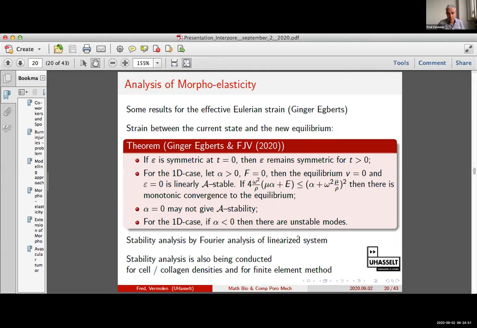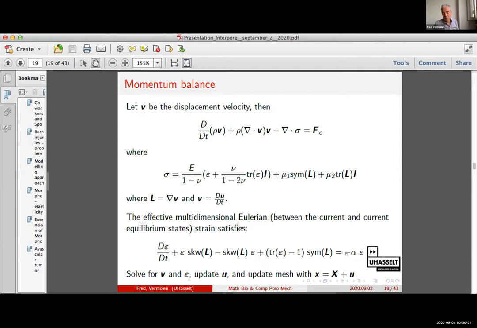Okay, so we have developed some numerical methods for this. I'm not going to talk about this numerical method here, but we also did some analysis of morpho-elasticity. We could prove that the epsilon tensor remains symmetric at all times if it's initially symmetric. Furthermore, for the one-dimensional case, we could prove that we have stability and monotonic convergence to an equilibrium, provided that this condition is satisfied. We could also prove that in some cases we might not have asymptotic stability, if alpha is positive, and this alpha parameter denotes the extent of permanent deformations.